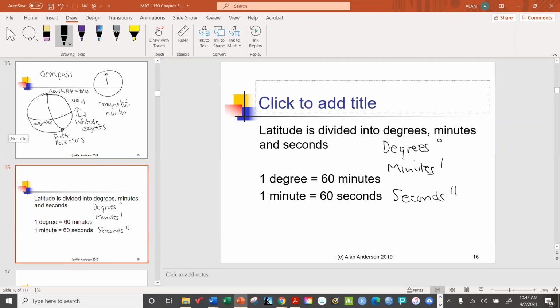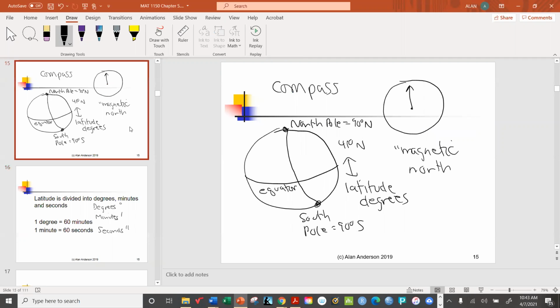Now, in addition to north and south, we also need to know what direction we're heading, going from west to east. So going in this direction, instead of latitude, what do we have instead? Does anyone know what that is? What is the measurement that goes from east and west? It's called longitude. That's right. That goes from east to west.